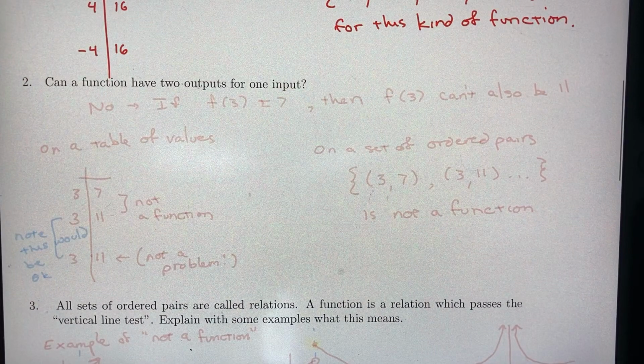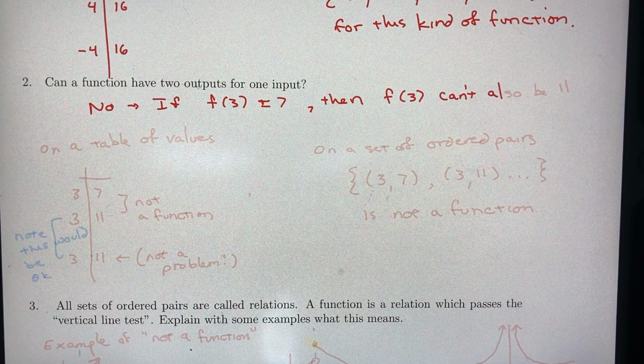Okay, can a function have two outputs for one input? No. If f of 3 equals 7, then f of 3 can't also be 11, for instance. Okay, so on a table of values, what would I see? You would see something like 3 with 7 and also 3 with 11. This is not a function.